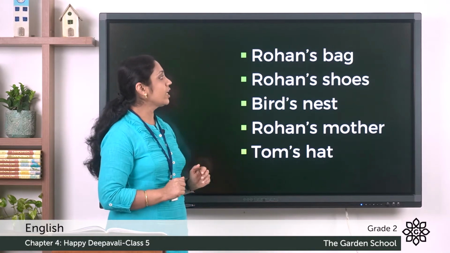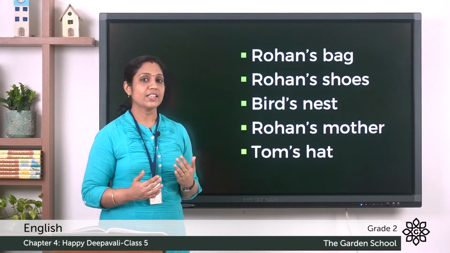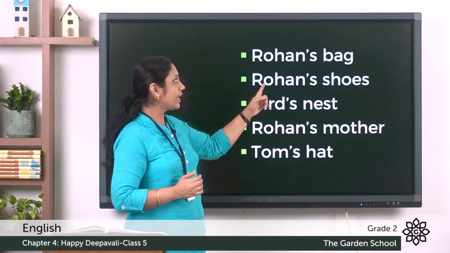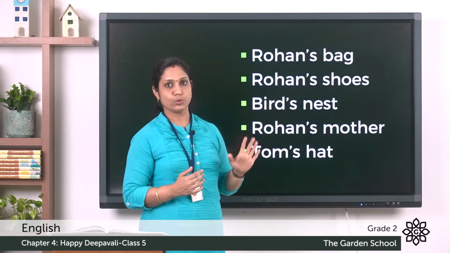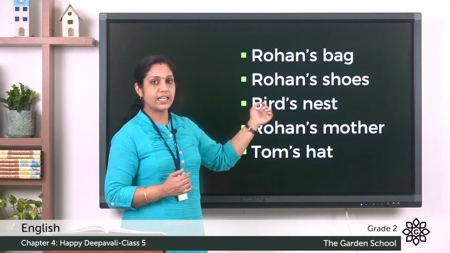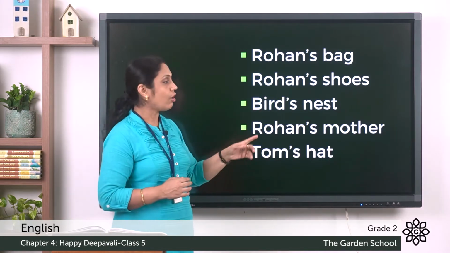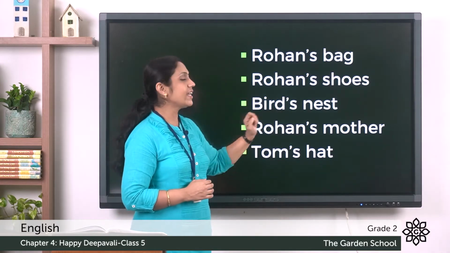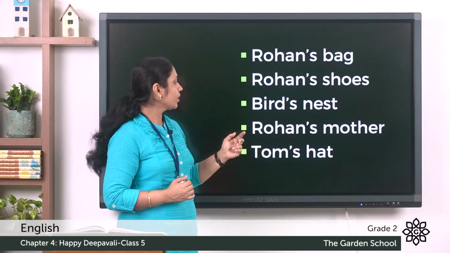Let's look at the next one. Rohan's shoes. So what is it saying? It is saying that the shoes belong to Rohan. And how did we write it? Rohan apostrophe S. And how can we read that? Rohan's shoes. Bird's nest. That means the nest belongs to the bird. And after bird, you can see an apostrophe is inserted and S is written. And we can read it as bird's nest.